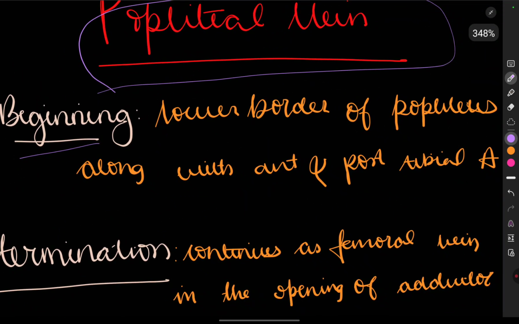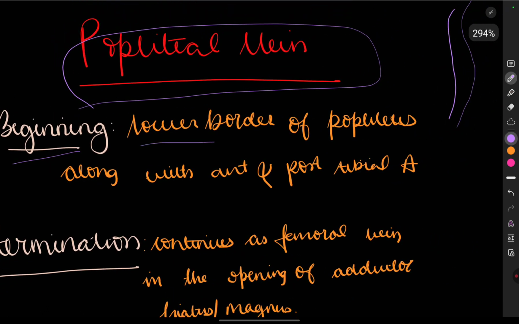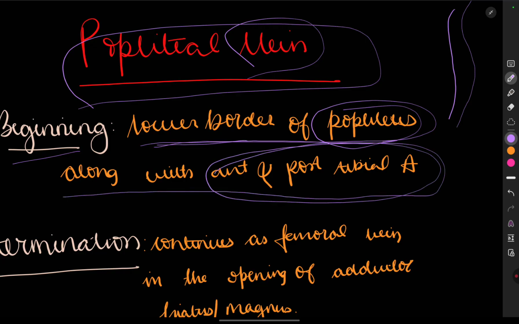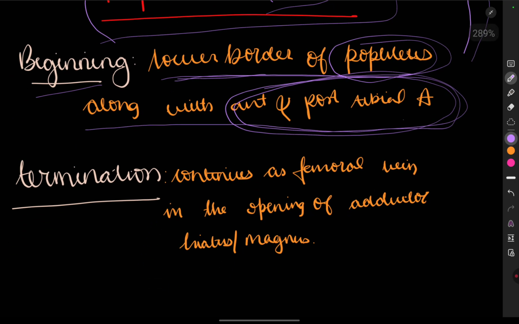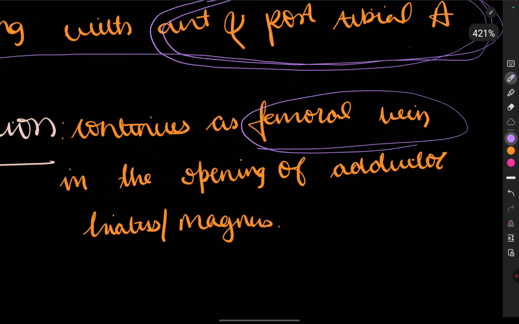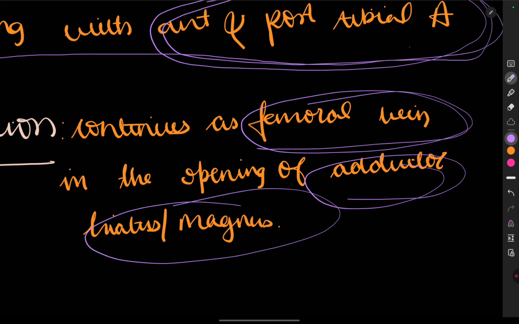So its beginning is from the lower border of the popliteus muscle, okay. See, lower border of the popliteus muscle. We're going in the opposite direction again because we're studying the vein. So the lower border of the popliteus along with the anterior and the posterior tibial veins. We'll see this in the diagram, and the course also we'll see in the diagram. The termination: it continues as the femoral vein at the opening of the adductor hiatus of the adductor magnus.